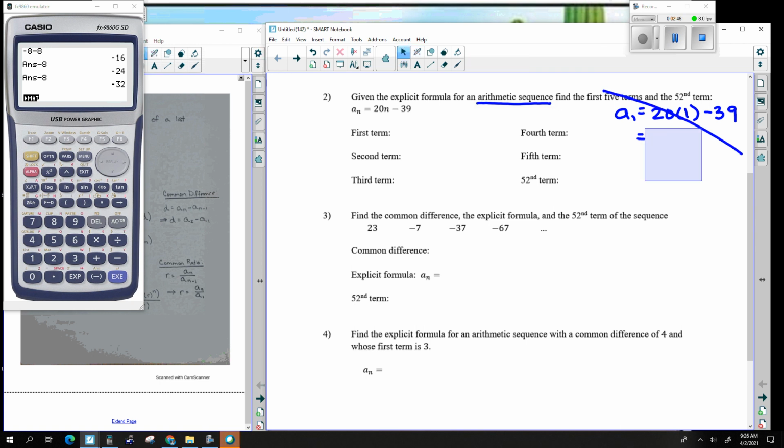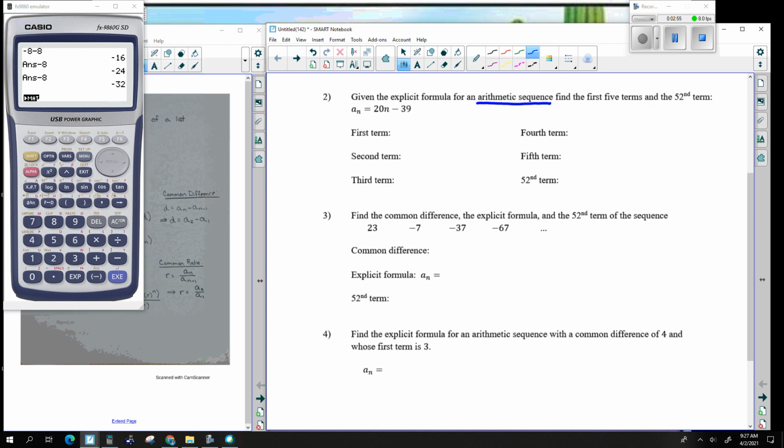Come on, Ashton, you're better than this. Let's try that again. A1 is going to be 20 times 1 minus 39. So go to your calculator, decimals or otherwise. Type it in, negative 19, huzzah. So the first number is negative 19.